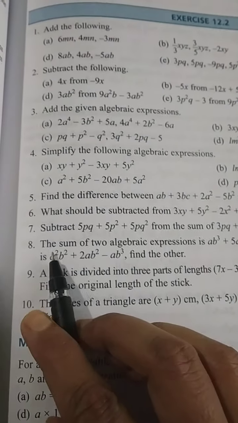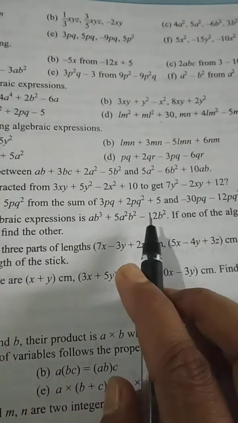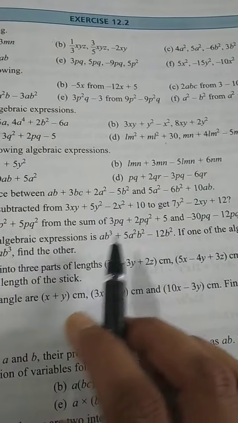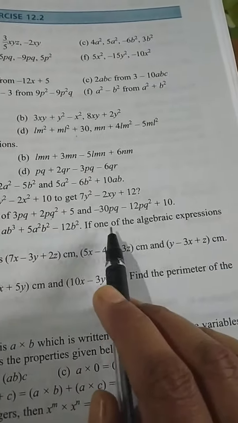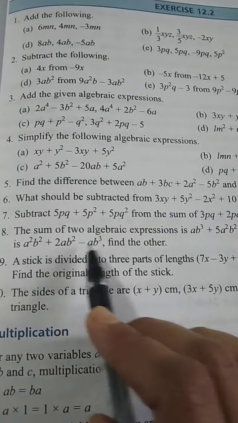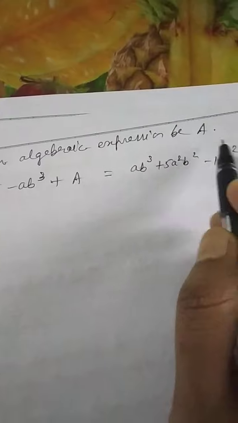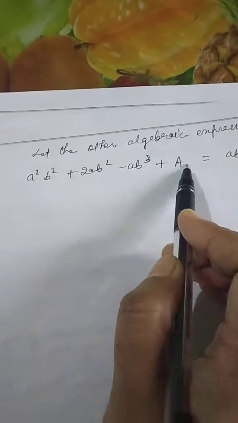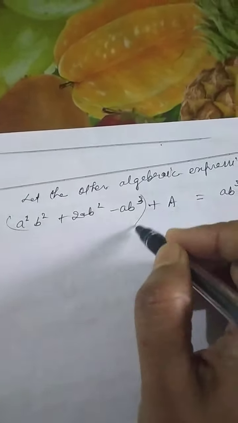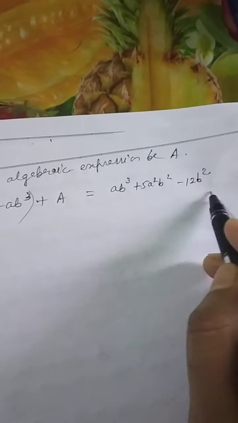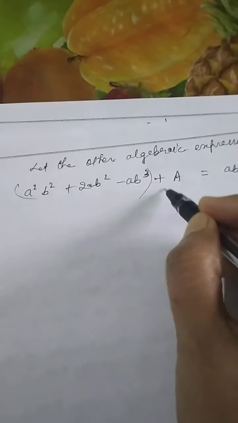Question number 8. The sum of two algebraic expressions is this. Means when we add two expressions, we will get this. One of the algebraic expressions is this. Find the other. We don't know what the other algebraic expression is, so we will let the other algebraic expression be capital A. And the sum of these two algebraic expressions is given, that is equal to this. Okay, so we have to get the value of A.